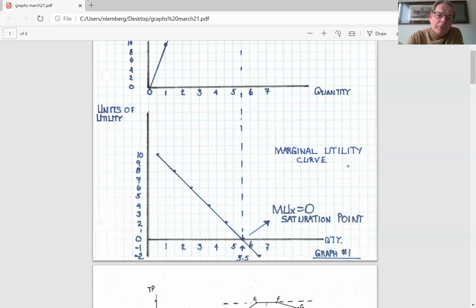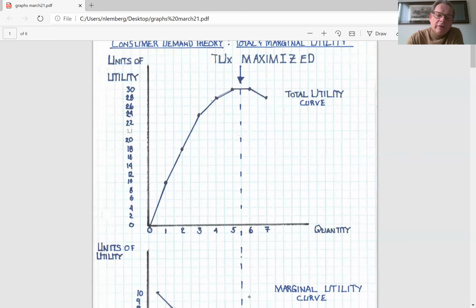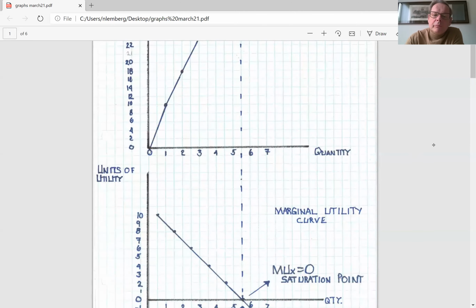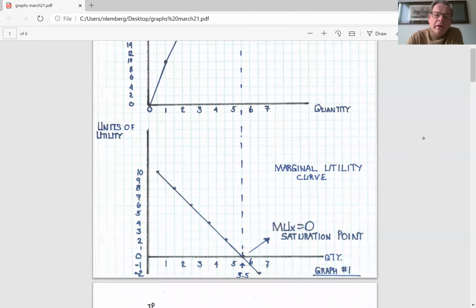And if you draw a perpendicular from that point to the total utility curve, this dashed line, it should intersect the total utility in the middle, right there. The important thing for you to realize is when I consume 5.5 units, it's the saturation point. That is where total utility is at its maximum.